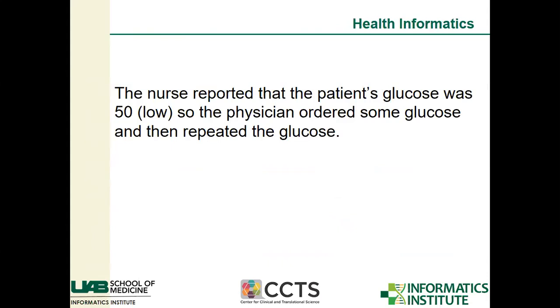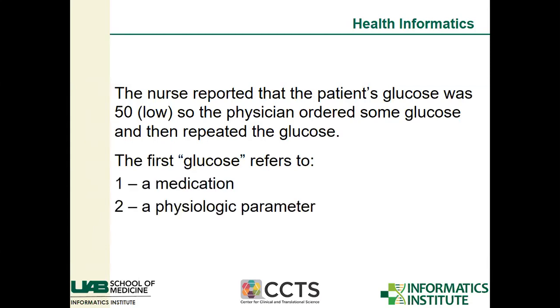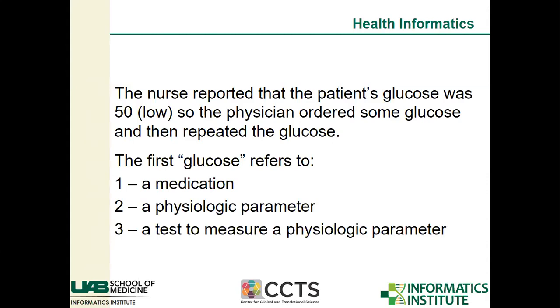So here's a quick example. Nurse reported that the patient's glucose was 50. The physician ordered some glucose and then repeated the glucose. So the term glucose is in there 3 times. So what does the first glucose refer to? Physiological parameter, medication, or a test? It is a physiological parameter. But the other 2 are clearly not that. One is a medication and one is a test. Same word in one sentence means 3 different things.